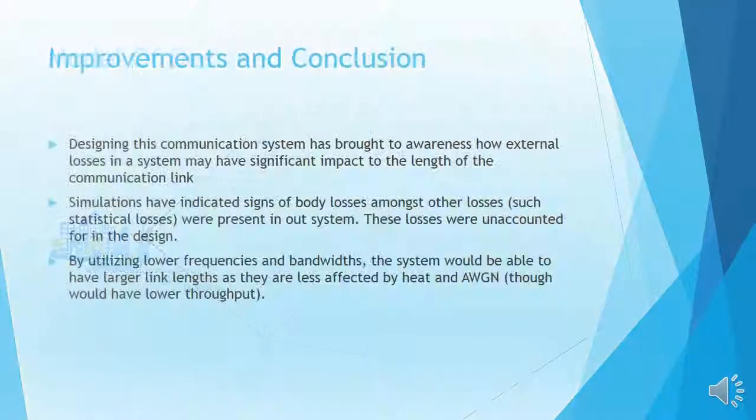Simulations have indicated signs of body losses, amongst other losses such as statistical losses, were present in our system. These losses were unaccounted for in the design. By utilizing lower frequencies and bandwidths, the system would be able to have larger link lengths, as they are less affected by heat and additive white Gaussian noise, though they would have a lower throughput.